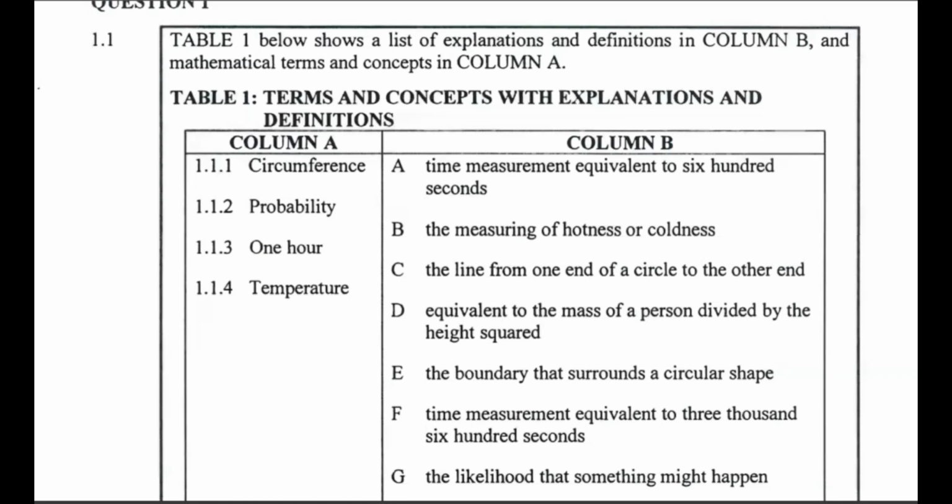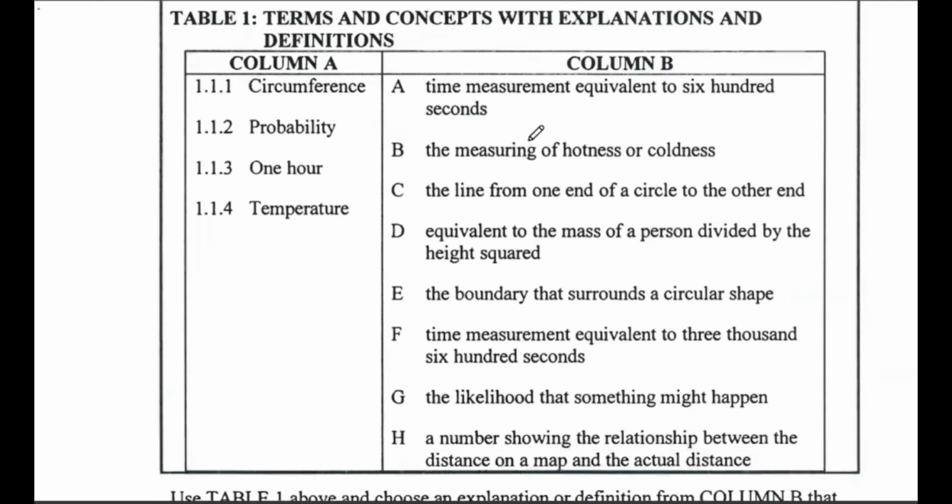1.1.1, we have the term circumference. 1.1.2, probability. 1.1.3, 1 hour. 1.1.4, temperature. Then among the explanations, we're going to be matching one by one. Time measurement equivalent to 600 seconds. Write it down, 600 seconds. This is approximately 10 minutes. We have nothing to do with 10 minutes among the definitions, so this is gone. The measuring of hotness and coldness, yes, B. This is temperature.